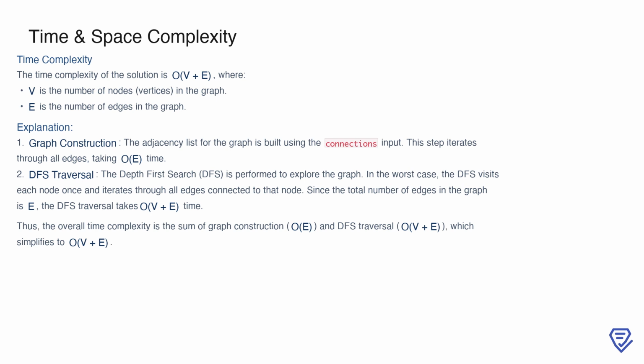Next, we perform a depth-first search, or DFS, to explore the graph. During this traversal, we visit each node once and iterate through all edges connected to those nodes. Since the total number of edges is E, the DFS traversal takes O(V + E) time. When we combine the time taken by the graph construction and the DFS traversal, we get an overall time complexity of O(V + E). This linear complexity ensures that the algorithm is efficient, even when the graph is large.